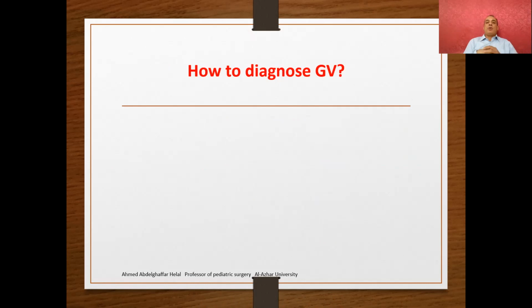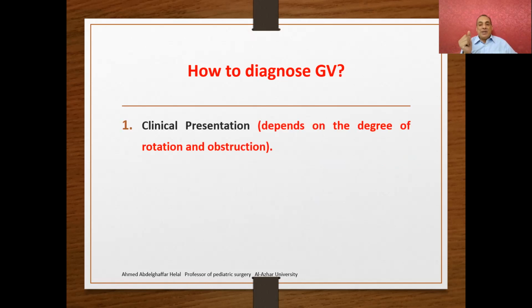How to diagnose gastric volvulus? How to diagnose that this baby, newborn, infant or even child may have gastric volvulus? Number one, the clinical presentation will depend on the degree of the rotation and obstruction. We said at the start that there is some form of rotation called gastric torsion. Gastric torsion means rotation less than 180 degrees and may be related to intermittent vomiting in a newborn, infant or even a child. Spontaneous resolution is the rule.